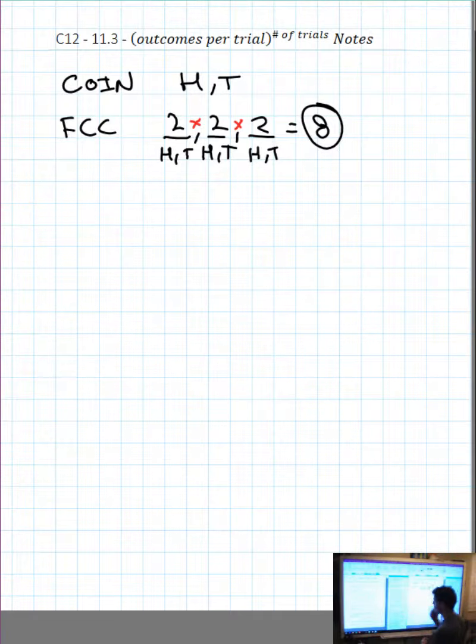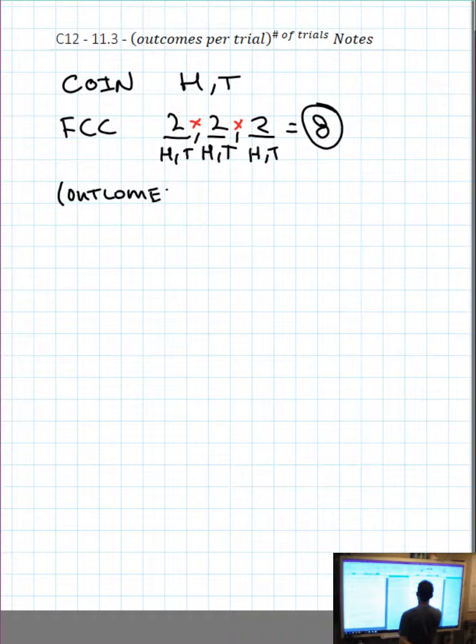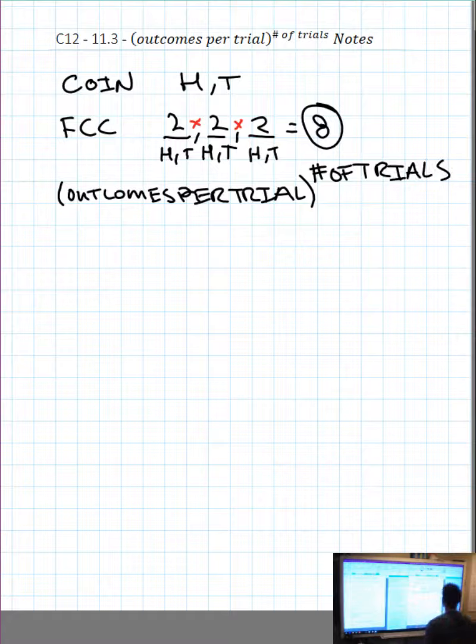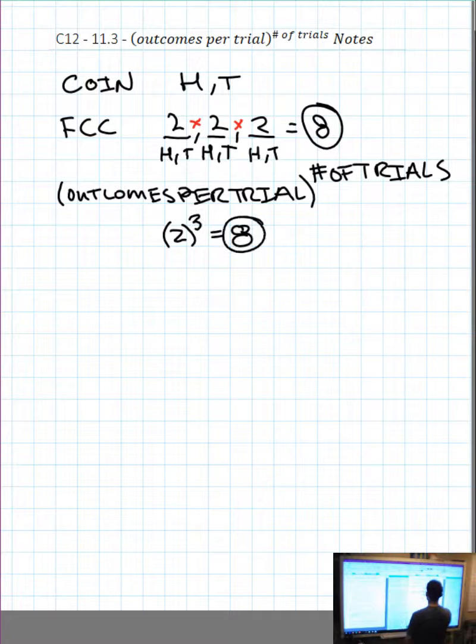Now, what does that mean? In the question it says draw a tree diagram to confirm. But before that, we're just going to learn the formula. The formula is outcomes per trial to the exponent number of trials. Don't get confused: outcomes per trial is heads or tails, which is 2 outcomes per trial. The number of trials is 3 coin tosses, and 2 to the 3 is also equal to 8.